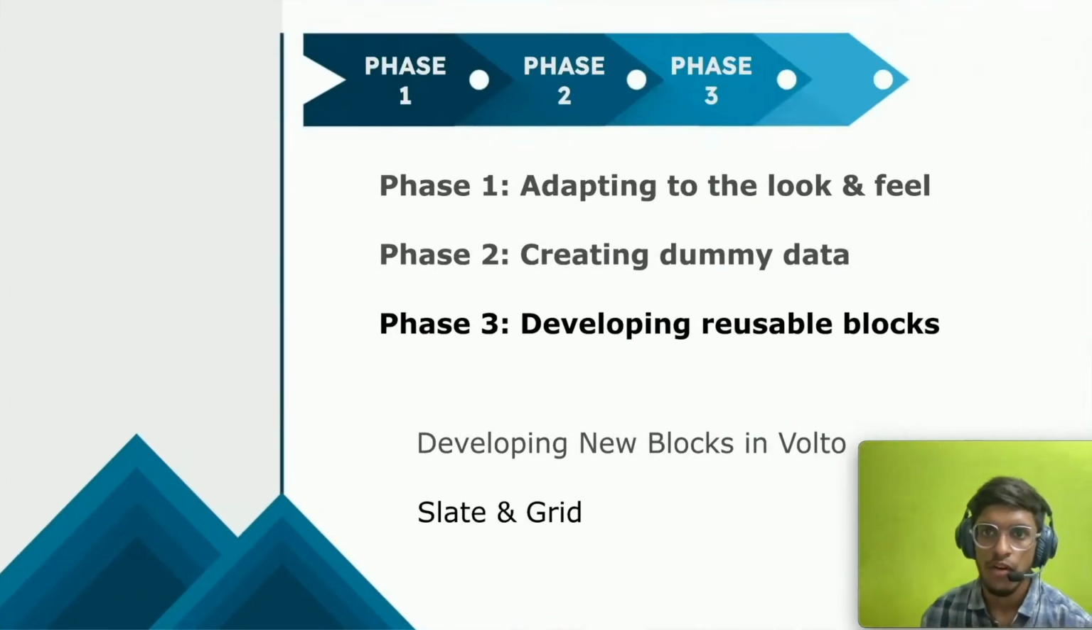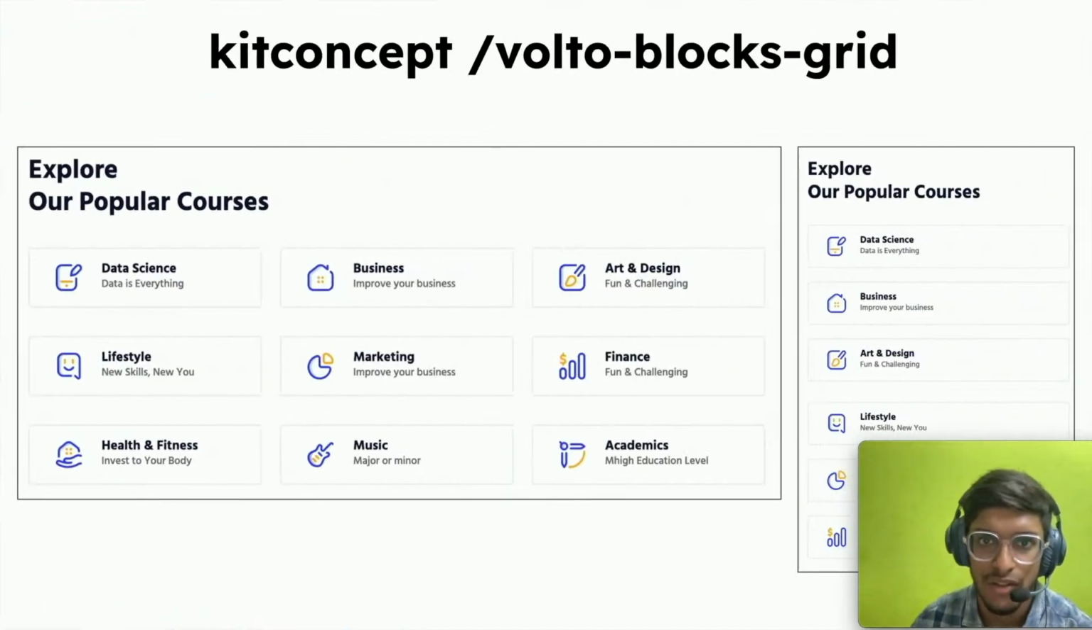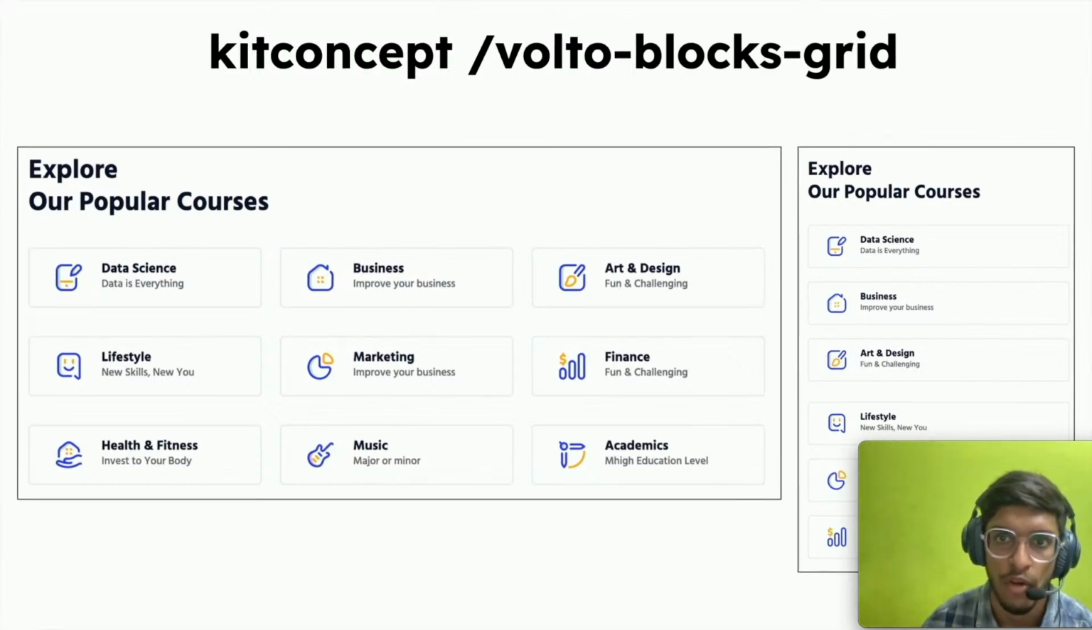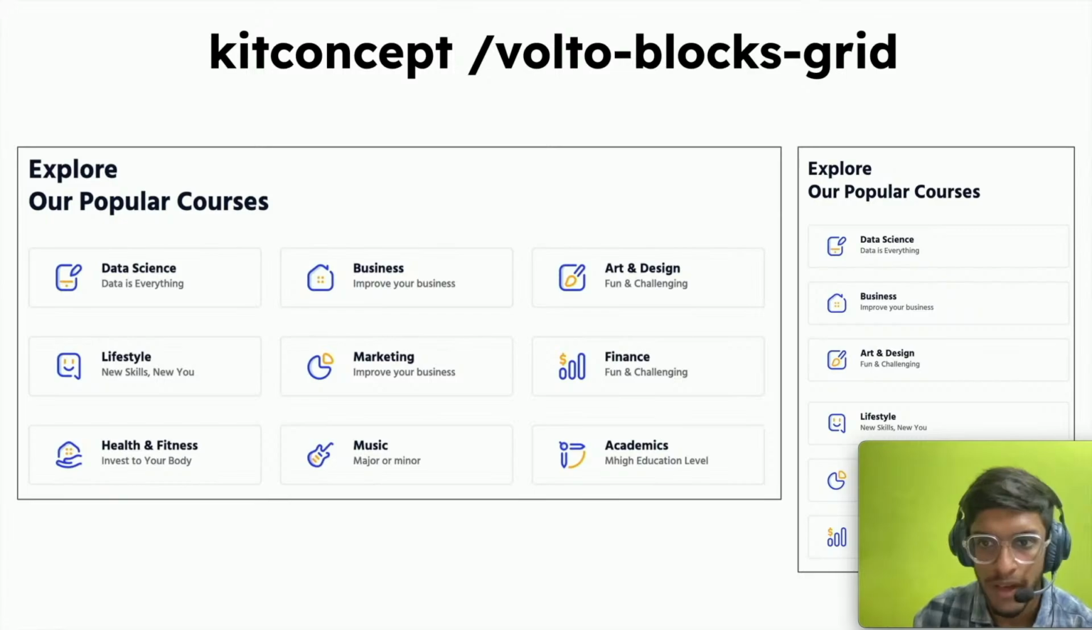So now we move on to phase 3, and here we have the Slate and Grid. Basically these are the two community add-ons that I use with my theme, and they saved me a lot of development time. First is the Volto blocks grid by Kit Concept. Basically it helps us make a one-dimensional grid which can have n number of items. And the best thing about this add-on is that it's mobile responsive.